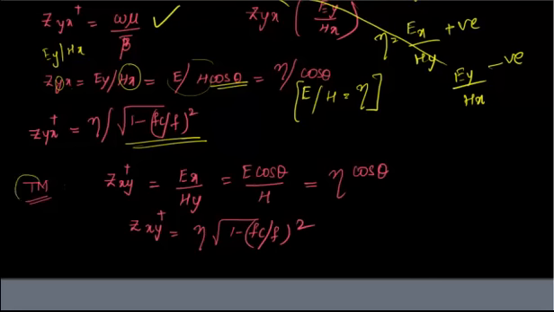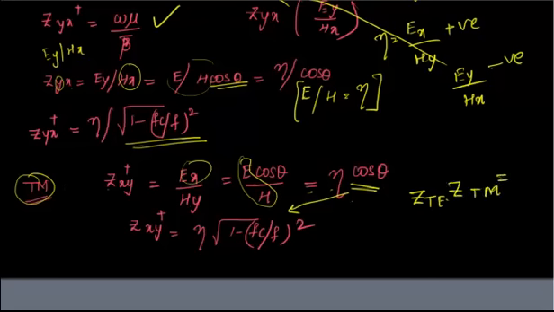Now for TM, it is the opposite. ZTM, that is Ex by Hy, and E cos theta by H. E by H is usually eta, so it is eta cos theta. And the same cos theta is equal to root over 1 minus fc by f whole square. And we know that ZTE into ZTM will be eta square.